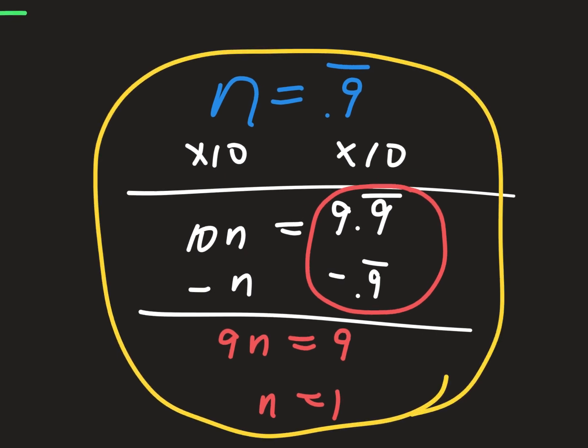They'll appreciate knowing that 0.9 repeating isn't just close to 1. It is 1. It's exactly 1. Blew my mind the first time I saw that.